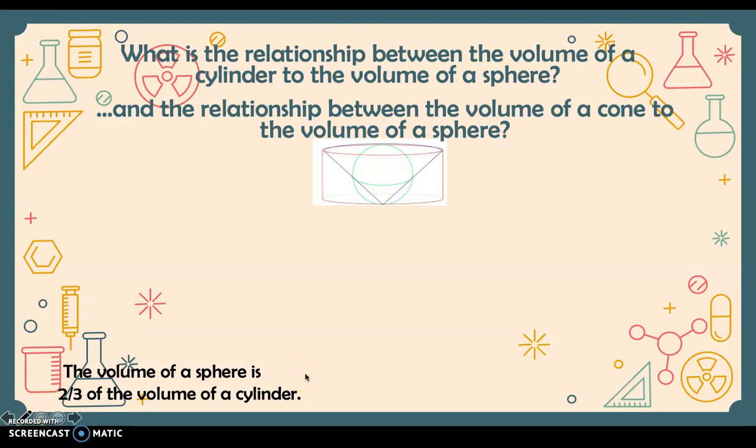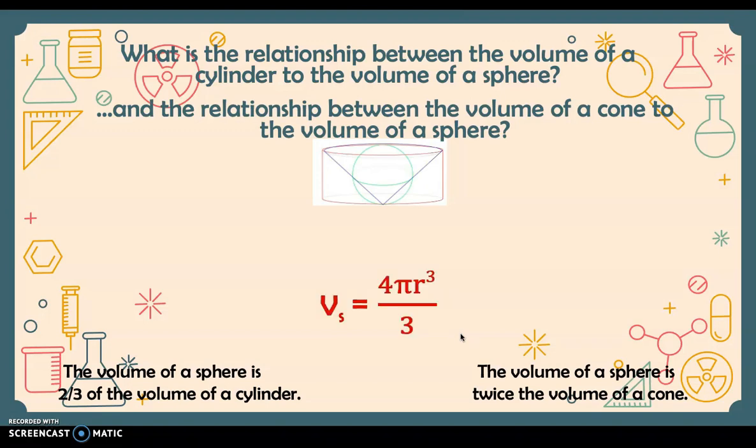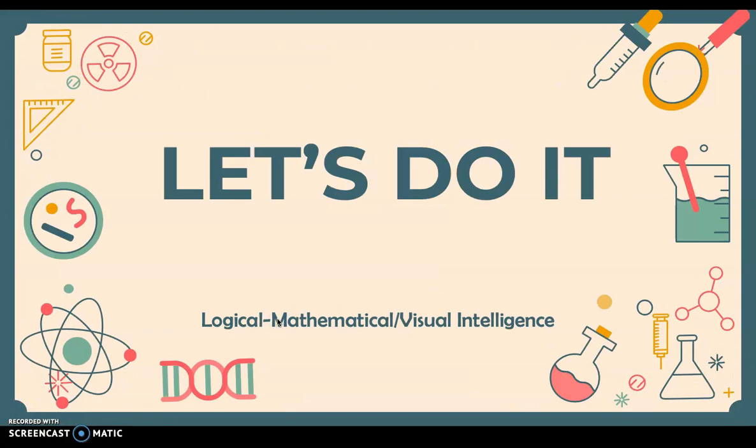So in the video, we can also conclude that the volume of a sphere is twice the volume of a cone. Therefore, we can say that the formula to get the volume of a sphere is 4 pi r cubed divided by 3. So our lesson is on how to find the volume of a sphere. Now let's apply the formula to get the volume of a sphere in our examples.